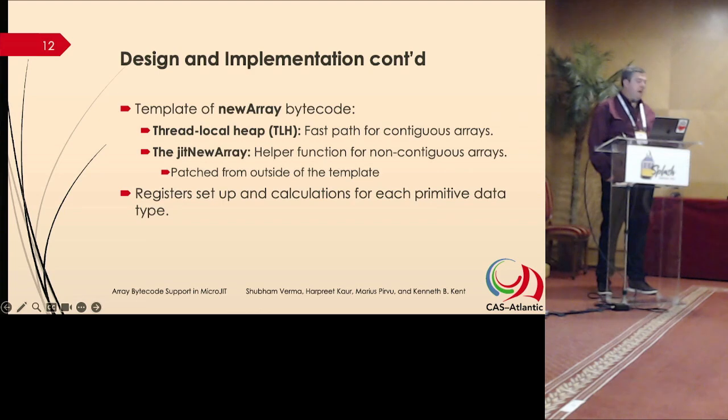So we had the JIT newarray helper function, which we patched in from outside of the template. We invoke it. It does the allocation for us, where it has to create the spine, the arraylets, and any leaves that are necessary. Registers are set up and calculations for each of the primitive data types occur at this point.